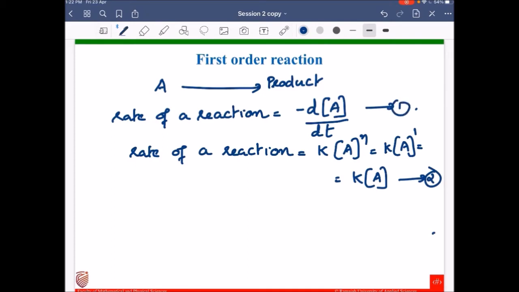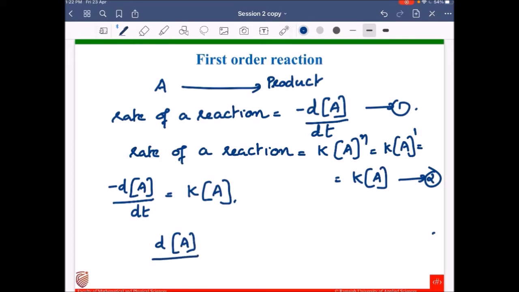We can equate both these equations, equation 1 and 2. Left hand sides are the same, so we can equate the right hand sides. So the equation will become minus dA by dt equal to k times concentration of A. I will rearrange this equation, keeping the terms related to concentration of A on one side and terms related to time on the other side. So the new equation will be dA by A equal to minus k into dt.